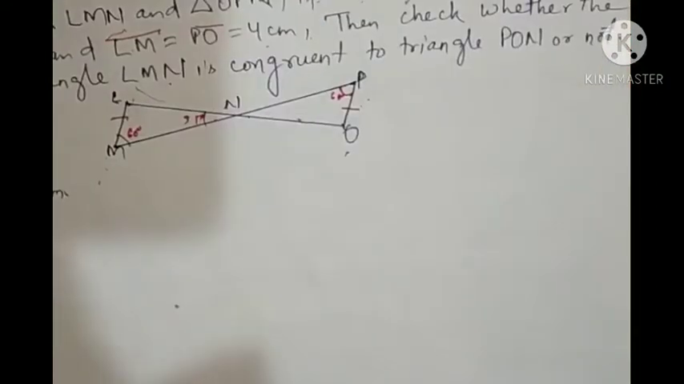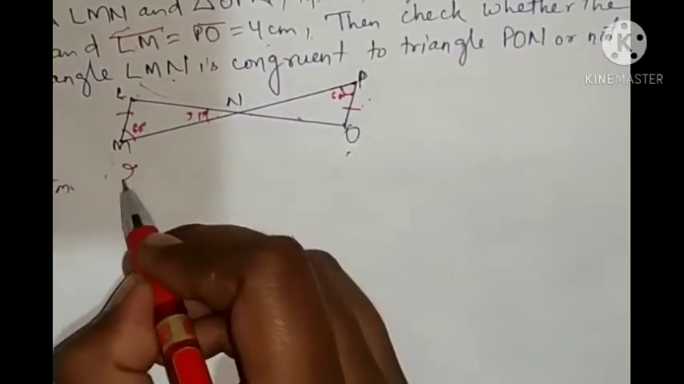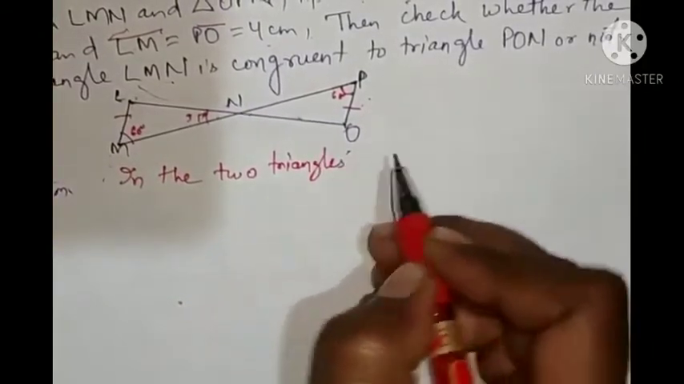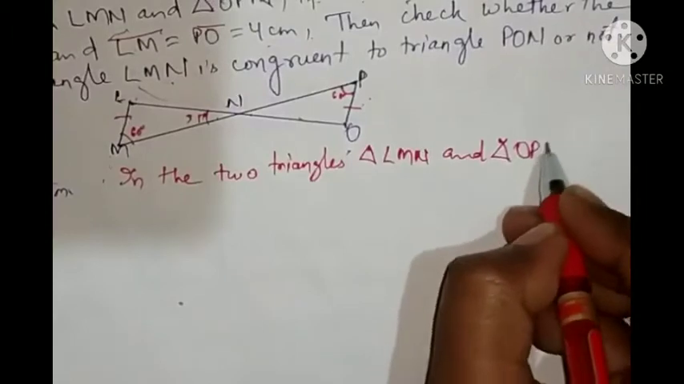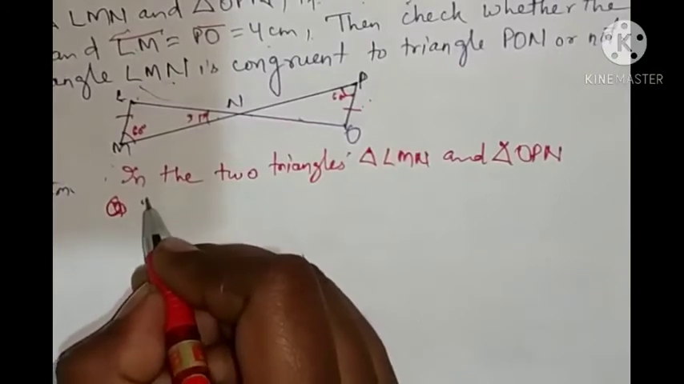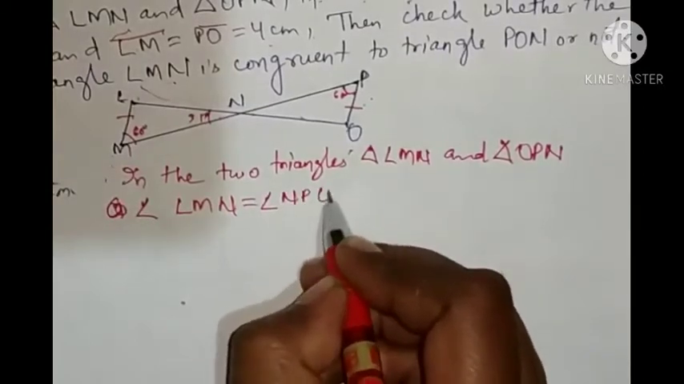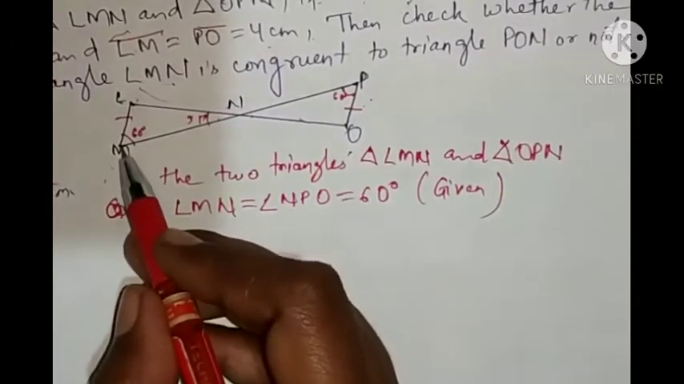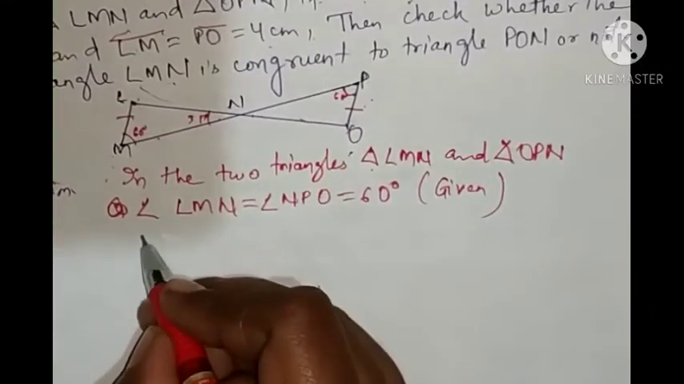I'll just zoom the image to see properly. So in the two triangles, triangle LMN and triangle OPN, angle LMN equal to angle NPO equal to 60 degrees, that is given. Already given, LMN equal to NPO, that is how much? 60 degrees.